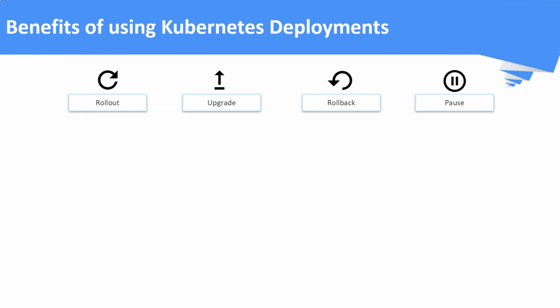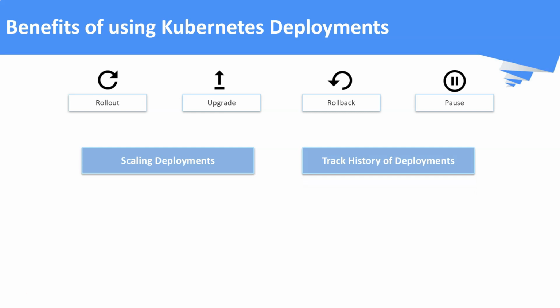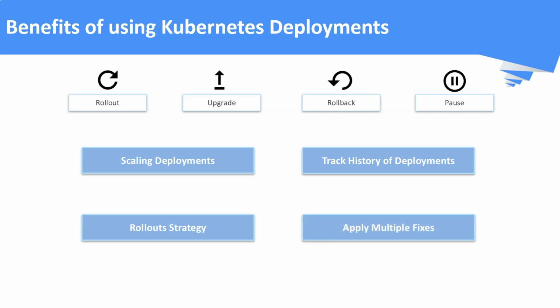Apart from these features that we have seen so far, Kubernetes deployment also supports other useful features as well. To name some, scaling your deployments. You can scale up or scale down your replicas seamlessly. You can very well track the history of changes that you did for a particular deployment. We can also control your rollout strategies. For example, we can set the deployment method as rolling upgrade or clean sweep deployment method. We can apply multiple fixes or updates to the Kubernetes deployment at the same time.